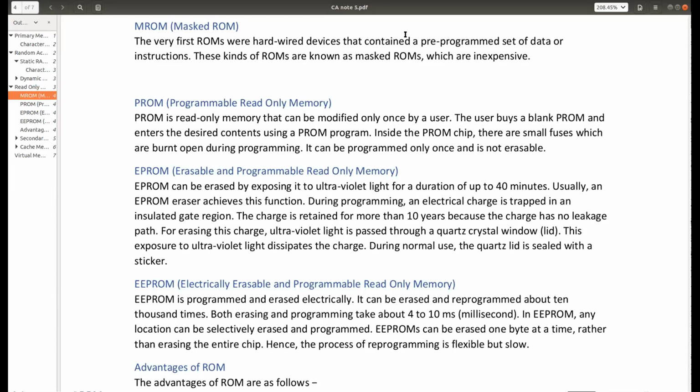In that way you can erase the previously written data from the EPROM, and then you can reprogram it. That is why it is known as erasable and programmable read-only memory. You can erase the data and then reprogram it. Now the question is, how will you erase it? For erasing it, you have to bring it under exposure to UV light.